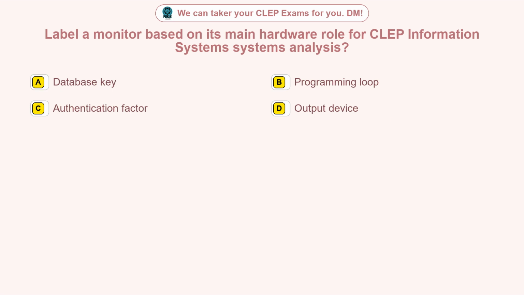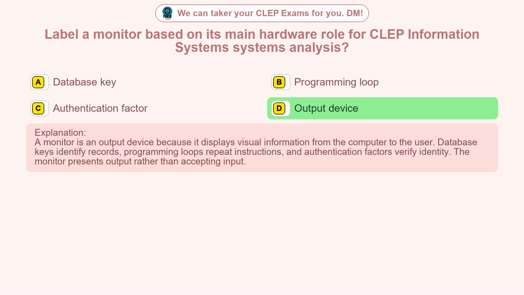Label a monitor based on its main hardware role for CLEP Information Systems analysis. Option A, database key. Option B, programming loop. Option C, authentication factor. Option D, output device. The correct answer is option D, output device.